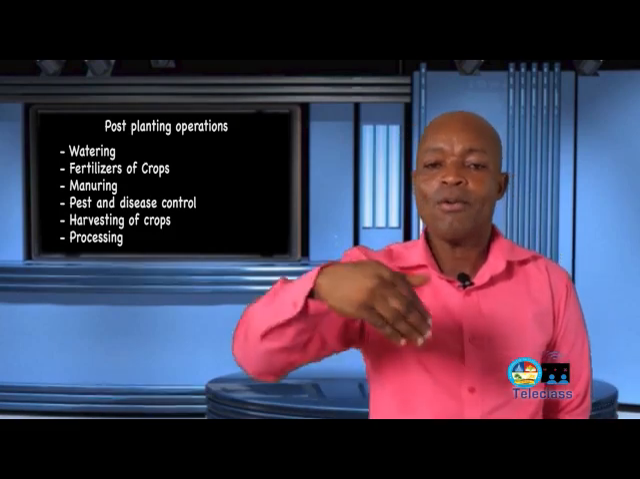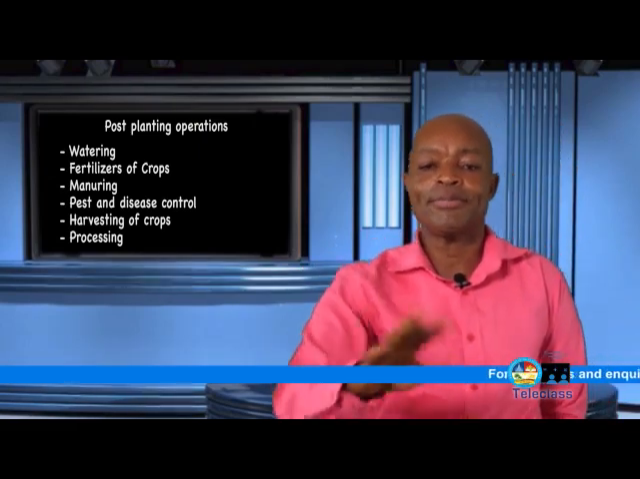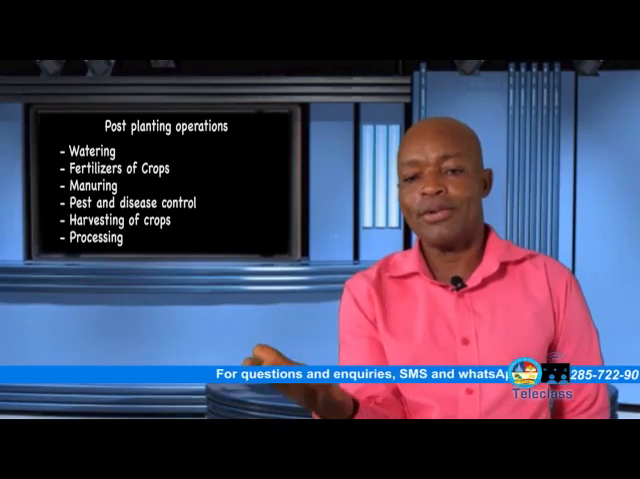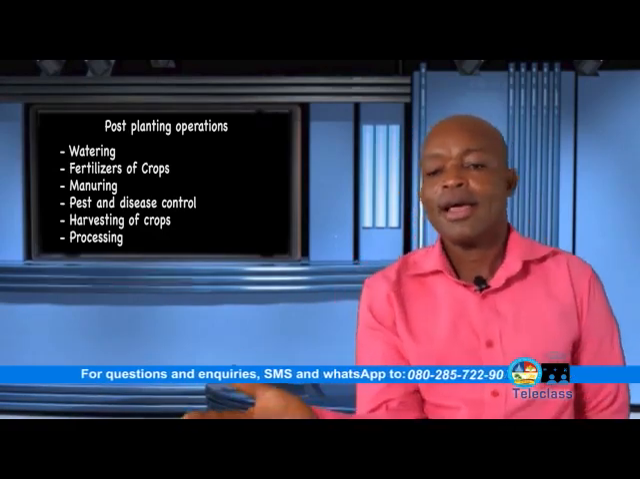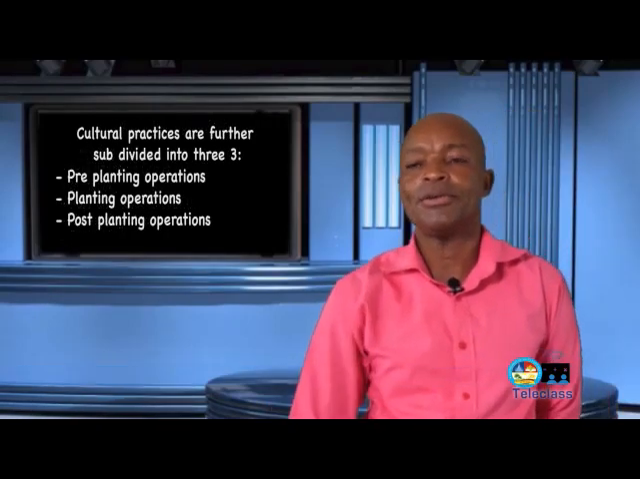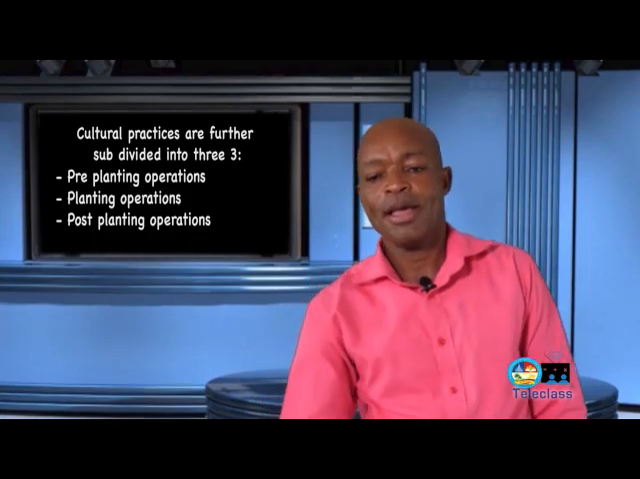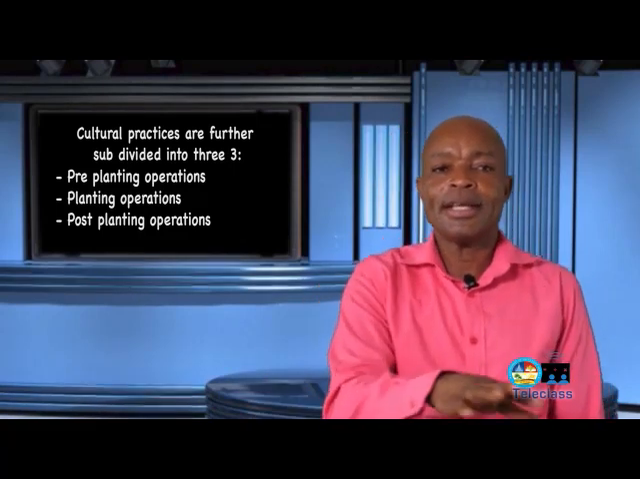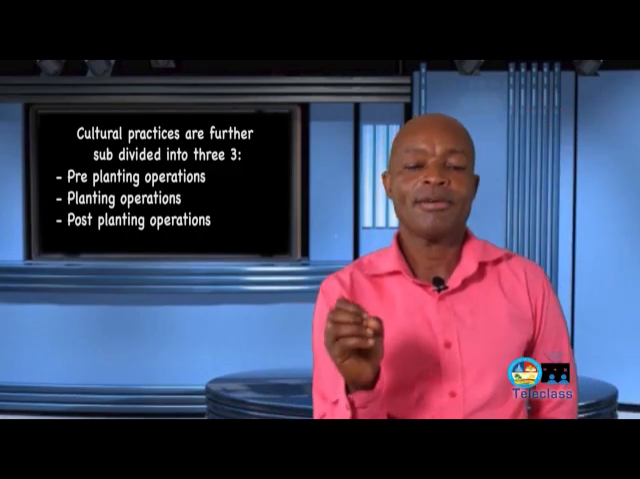Now we have watering. We have pest and disease control. If there is an incidence of pests or diseases in the farm, the farmer can take care of that during post-planting operations. Then we have harvesting of crops, processing, and then you take them to the appropriate place. These are the three major cultural practices we know: the pre-planting, planting and post-planting operations. They are very important in agriculture because they enhance optimum productivity of crops.